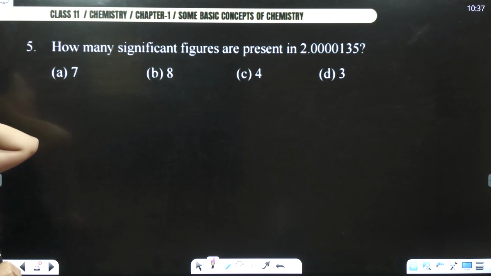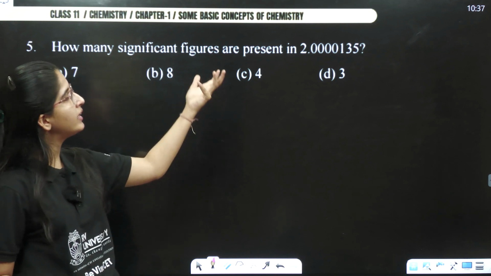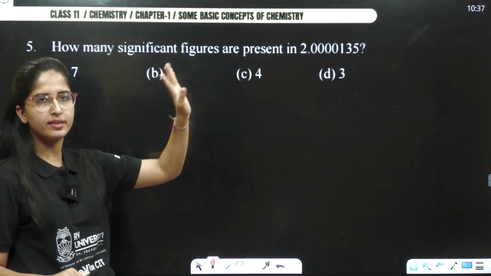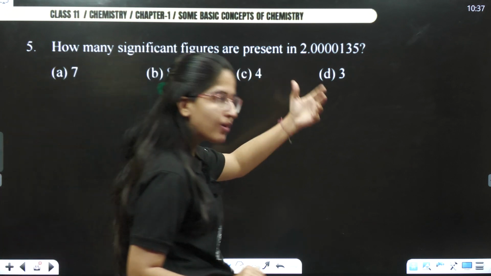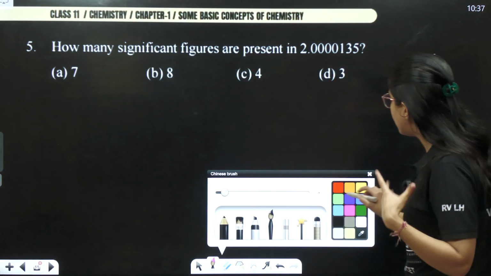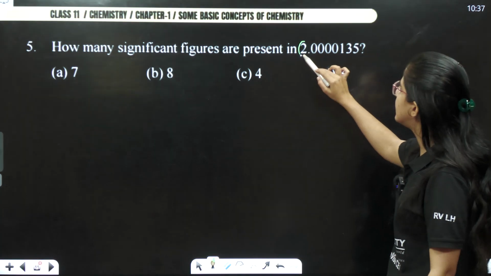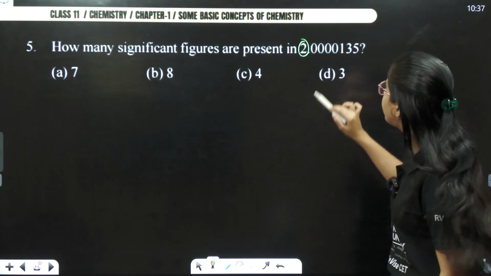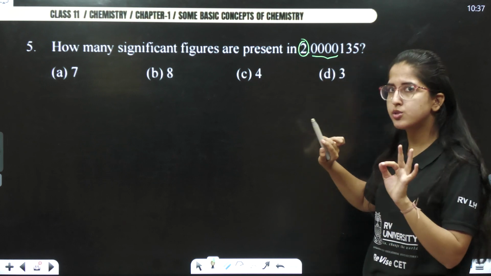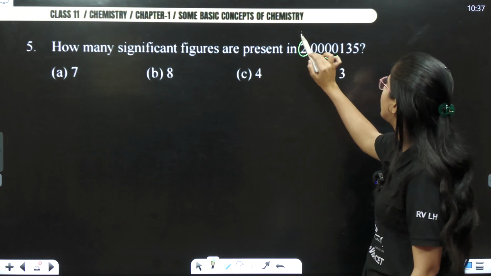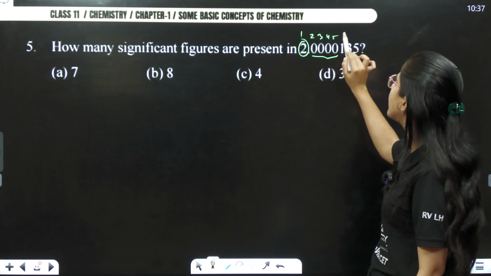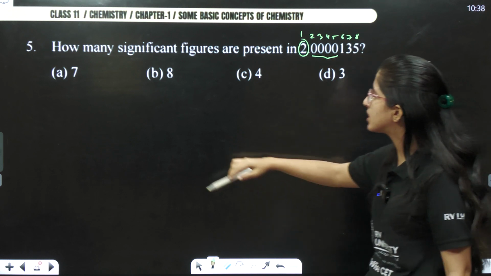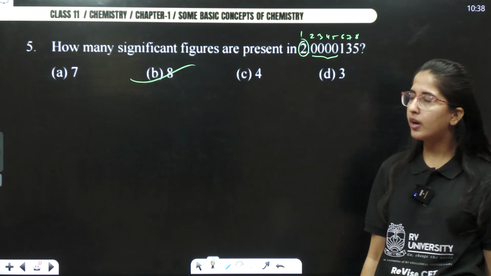Next, how many significant figures are present in 2.0000135? When you are calculating significant figures, if there is a non-zero number, you have to consider all these zeros also. So how many significant figures are there? 1, 2, 3, 4, 5, 6, 7, 8 significant figures are there. So option number B will be your correct option.